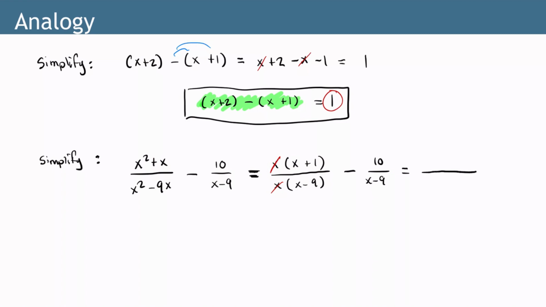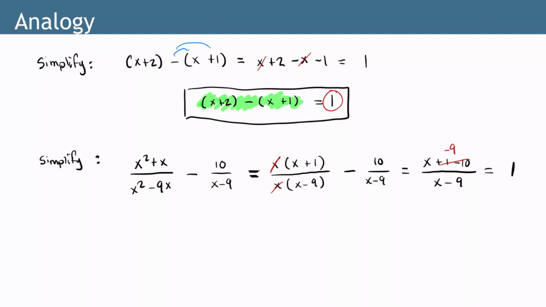With a common denominator, it'll be x minus 9 on the bottom. And now be careful, this will be x plus 1 minus 10. So x plus 1 minus 10, and 1 minus 10 is just negative 9. So x minus 9 over x minus 9, that always cancels, and that is equal to 1.